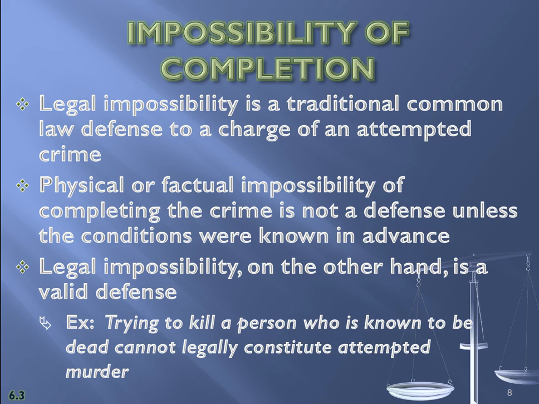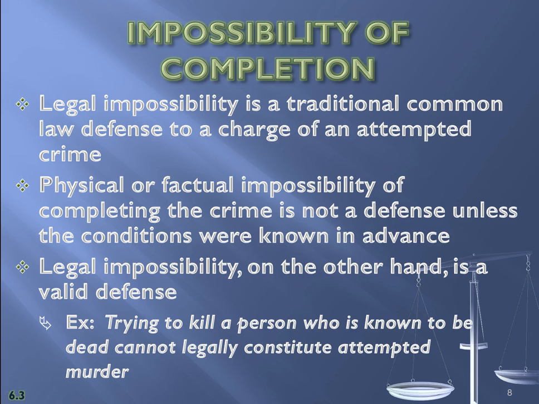So, kind of a little review. I know it's a little bit legalese-ish. Legal impossibility is a traditional common law defense to a charge of an attempted crime. You have to kind of think about it. If somebody attempts to do something, the defense is probably going to be, hey, he couldn't have done it. He couldn't have carried it out anyway. So that kind of makes sense when you look at it that way. Physical or factual impossibility of completing the crime is not a defense unless the person knew those conditions in advance, and typically they don't.